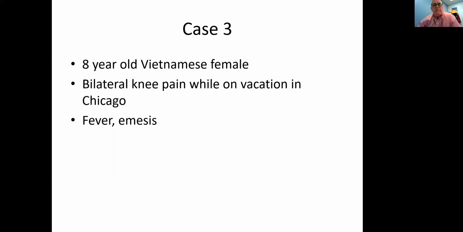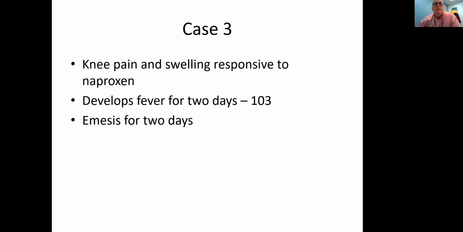Case 3, this is an 8-year-old Vietnamese female. She had bilateral knee pain while on vacation in Chicago. She had fever and emesis and had knee pain and swelling. So thinking about this patient, this is a polyarticular arthritis patient.